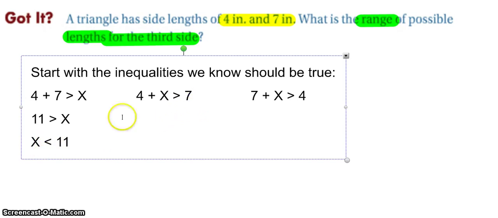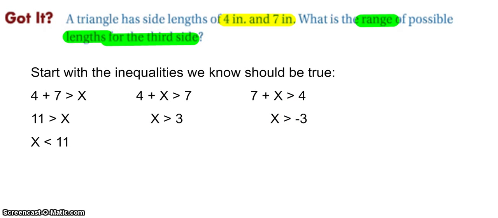When I come over here to my next inequality, I see that 4 plus x is greater than 7, so I could get rid of this 4 by subtracting it out of both sides, and I would end up with a statement of x being greater than 3. And if I come over here to my last inequality and I try to get rid of this 7, I would subtract 7 from both sides and find out that x is greater than negative 3. Well, okay, so this doesn't really make much sense, right? x being greater than negative 3. I can't have a length that's negative, so that is the inequality that we actually end up throwing out.